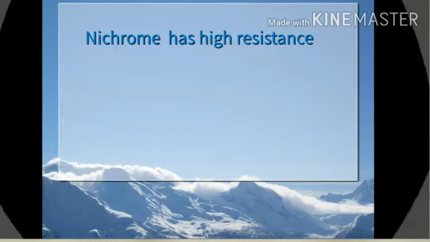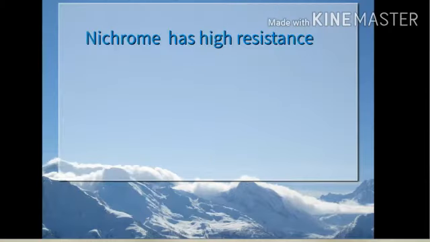Nichrome has high resistance. What we studied today? Nichrome has high resistance. It resists the flow of current through the circuit. If the nichrome wire is connected to a circuit, it resists the flow of current through it due to high resistance. Due to that high resistance, the nichrome wire becomes red hot.